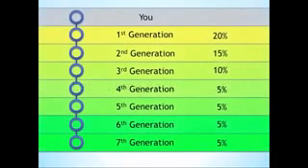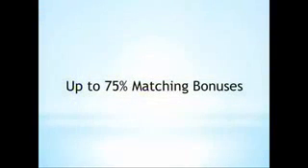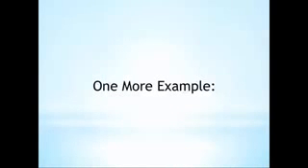Jeunesse pays matching bonuses on 7 generations. The payout is 20% on the first generation, 15% on the second, 10% on the third, and 5% on generations 4 through 7. There's even an option to increase your first generation up to 30% by acquiring preferred customers. In total, the Jeunesse Rewards Plan offers up to 75% matching bonuses. Okay, so what does this all mean? Let's look at another example.